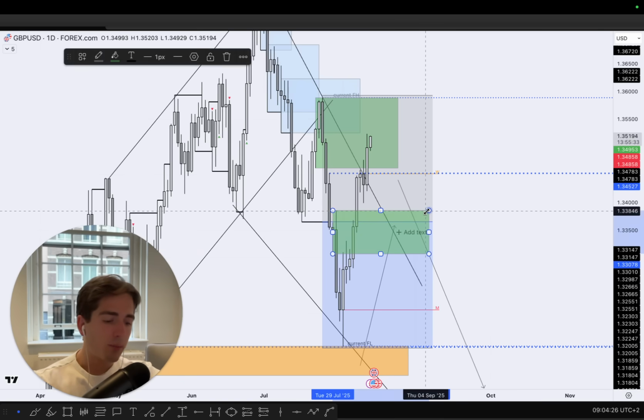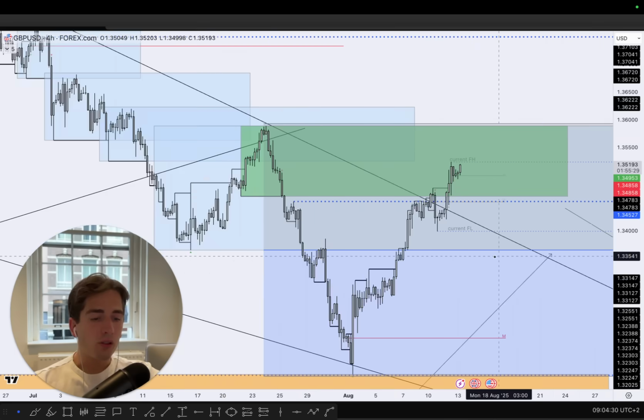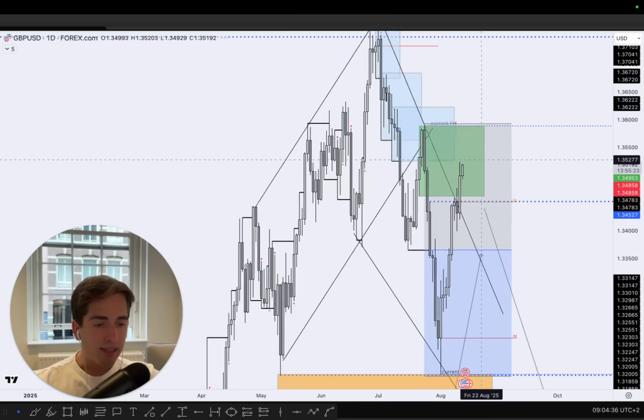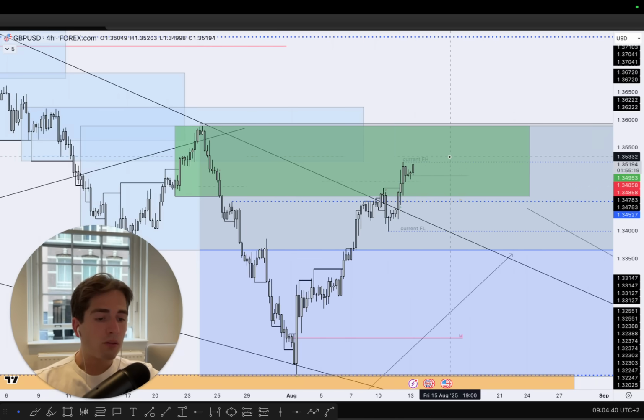From a daily perspective, I still see the potential for shorts. We just need the 4-hour to align at the moment. So what I'm waiting for on the 4-hour is for us to take out the previous daily high. Once that previous daily high gets taken out, so that's the top wick of yesterday's candle, then we'll look at the 4-hour time frame.